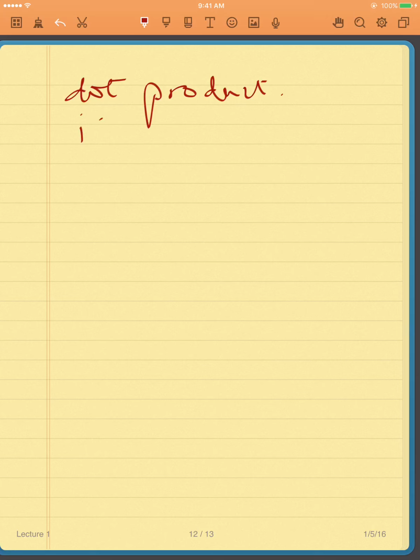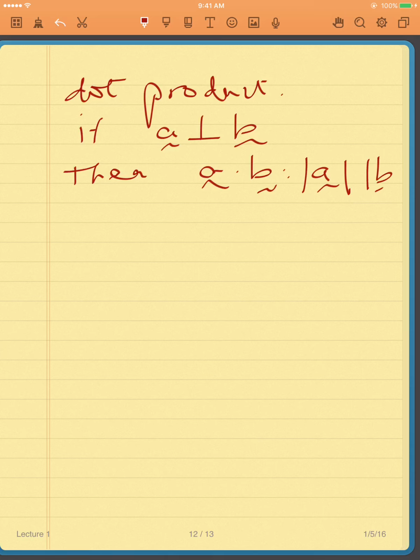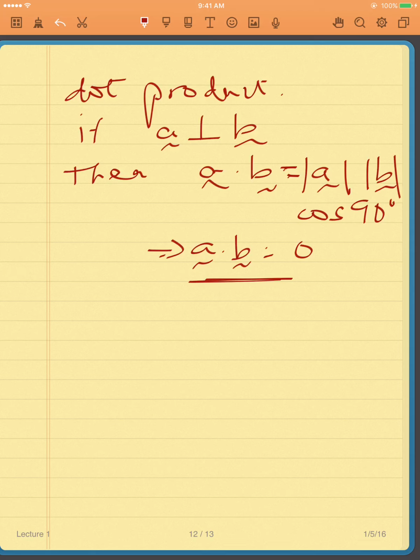That means if A is perpendicular to B, then A dot B is equal to the magnitude of A times the magnitude of B times cosine of 90 degrees. But cosine of 90 degrees is 0. So that gives us as a result that A dot B is equal to 0. If A is perpendicular to B, then using the formula, the definition, and going through the steps, you will see that the resultant of two perpendicular vectors is 0.